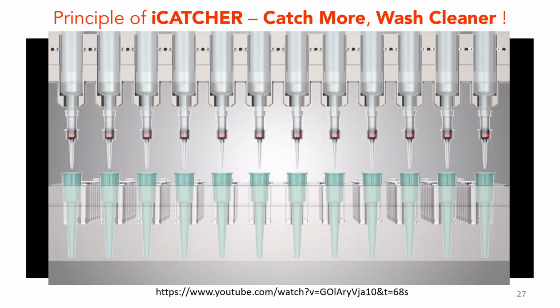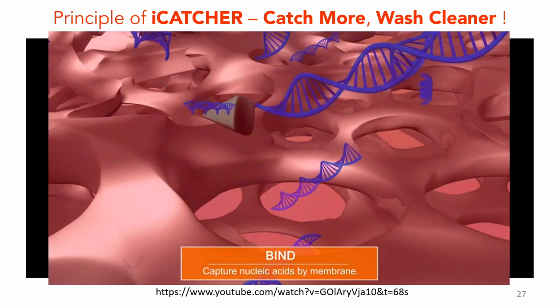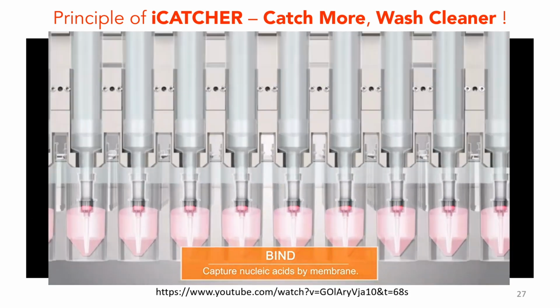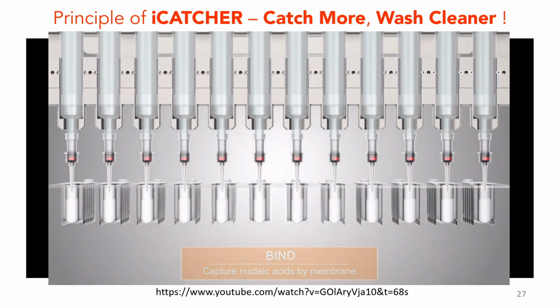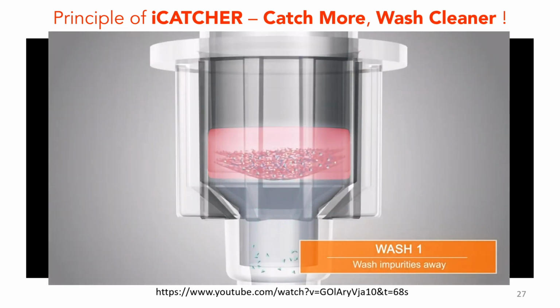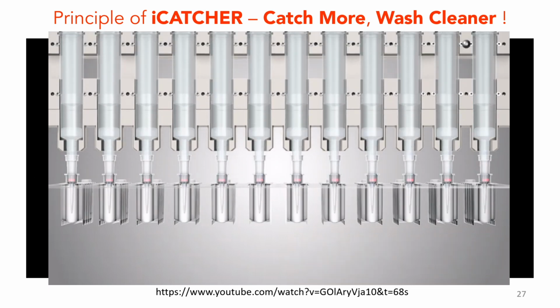And different from other systems, we use membrane column. We use membrane to binding. So therefore, we can get higher recovery rate, higher yield. And also during washing steps, we do not use bath wash. We use shower wash to wash away all impurities.